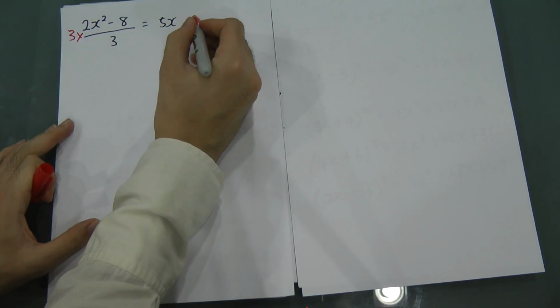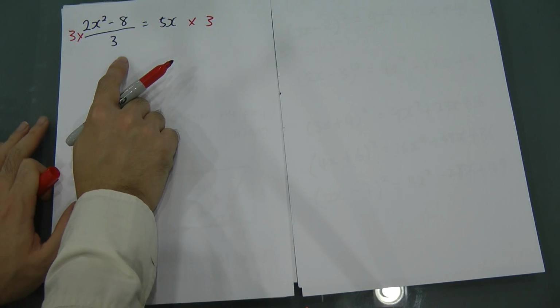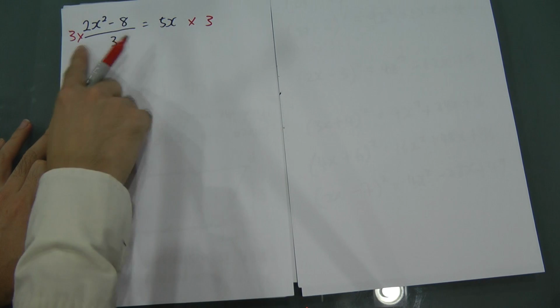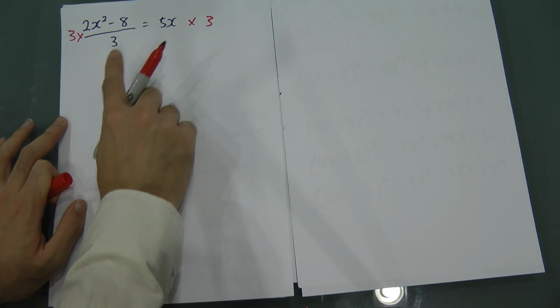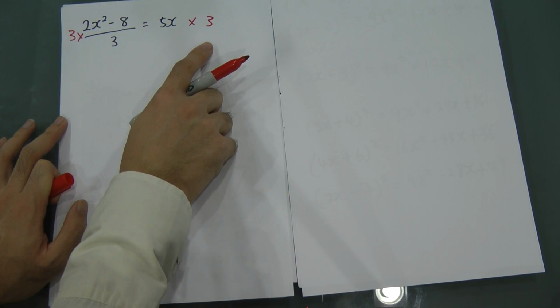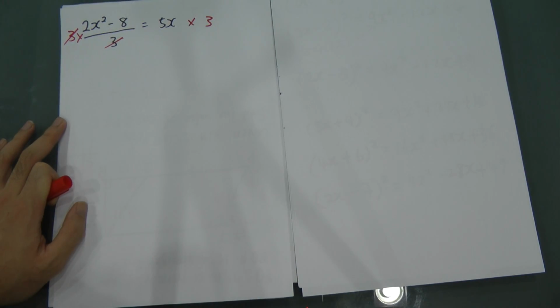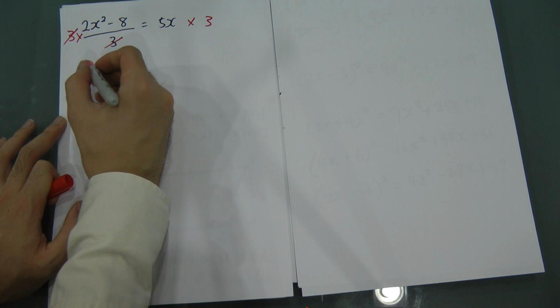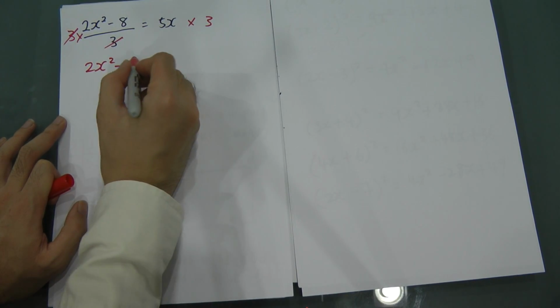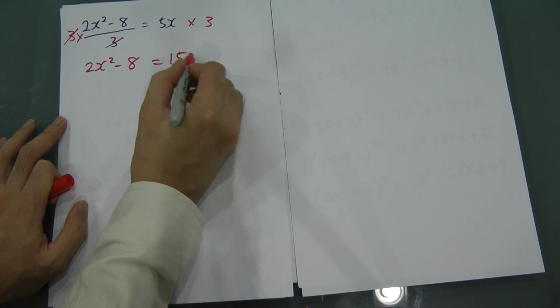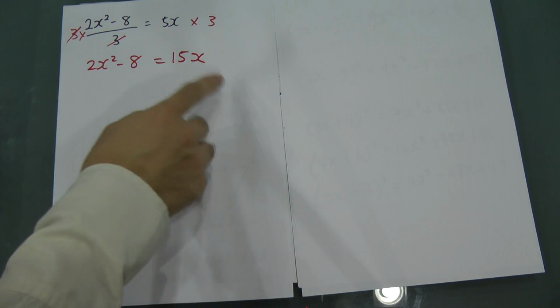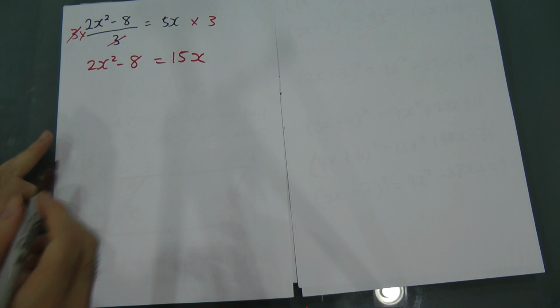You just need to know that when you multiply 3 here and you multiply 3 here, you can settle this one. Because when you have the equation, you can straight away multiply 3 for both sides. We multiply 3 divide 3, you can simplify. So here you got 2x squared minus 8 equal to 15x. Okay, and then rearrange this one to the general form in order to solve this equation.